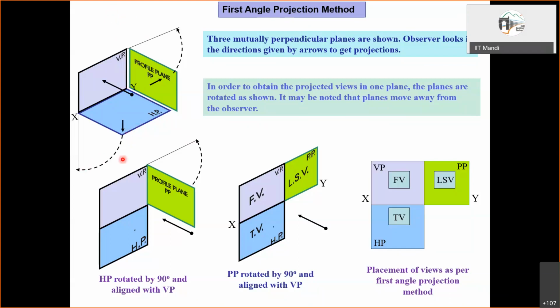For third angle projection, this order will change. Let me repeat: observer here, here the object, here the plane of projection. So the object is in between the plane of projection and the observer over here.